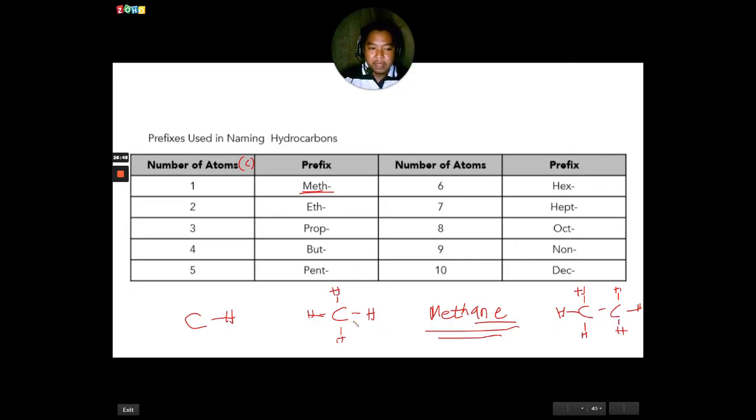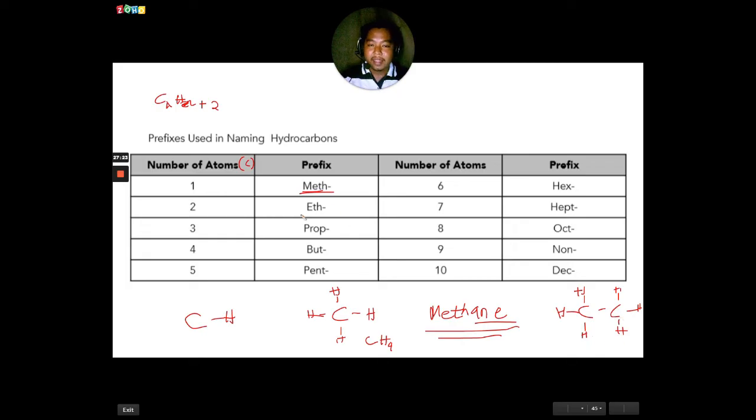So, the formula of methane would be C1, kahit wala ng 1 as usual. So, this becomes CH4. Let's see if it agrees with our formula, CnH2n+2. So, tingnan natin. C1, H2 times 1 plus 2. Tama. C1, H4. So, that's your methane.